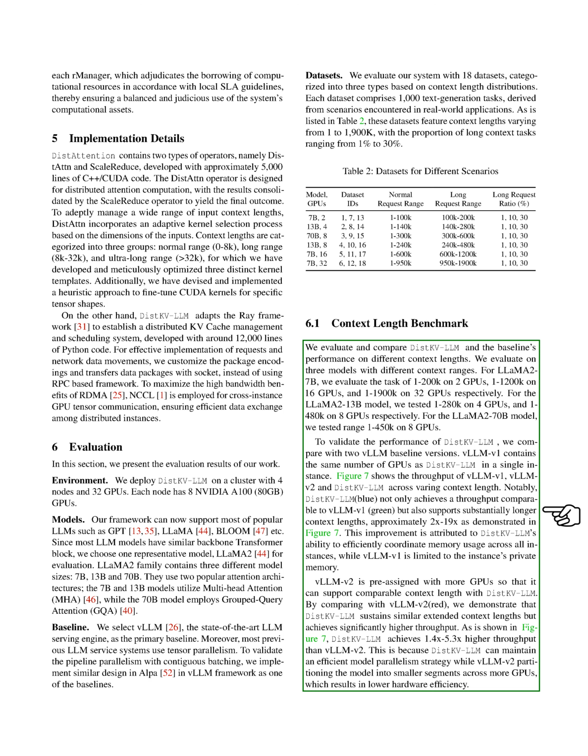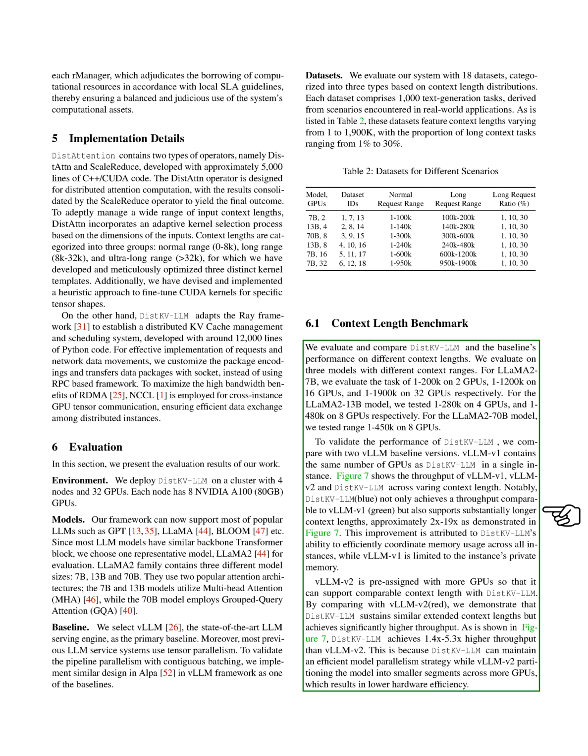Our results showed that DistKV-LLM not only achieved a throughput comparable to vLLM v1 but also supported significantly longer context lengths, approximately 2 to 19 times longer. This improvement is due to DistKV-LLM's ability to efficiently manage memory usage across all instances, while vLLM v1 is limited to the instance's private memory.